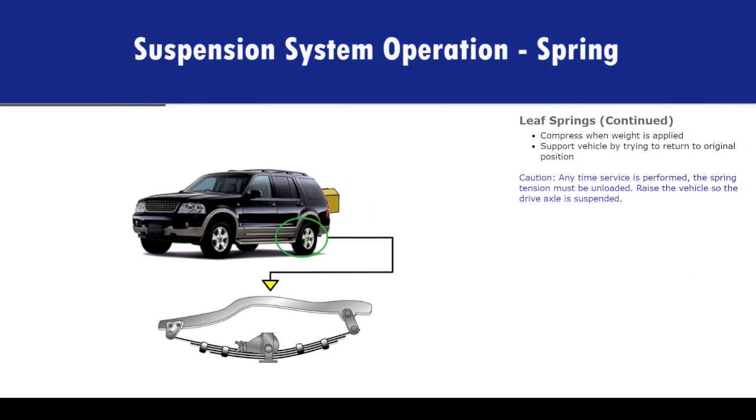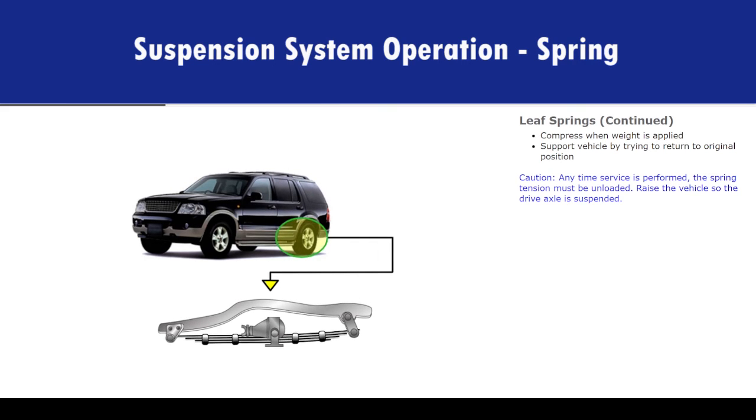When weight is applied to the vehicle, the springs compress. The shackles allow the arched leaves to flatten during their stroke. Because the leaves have a natural tendency to resist flattening, they support the vehicle's weight by trying to return to their original position. Caution: anytime service is performed, the spring tension must be unloaded. Raise the vehicle so the drive axle is suspended.